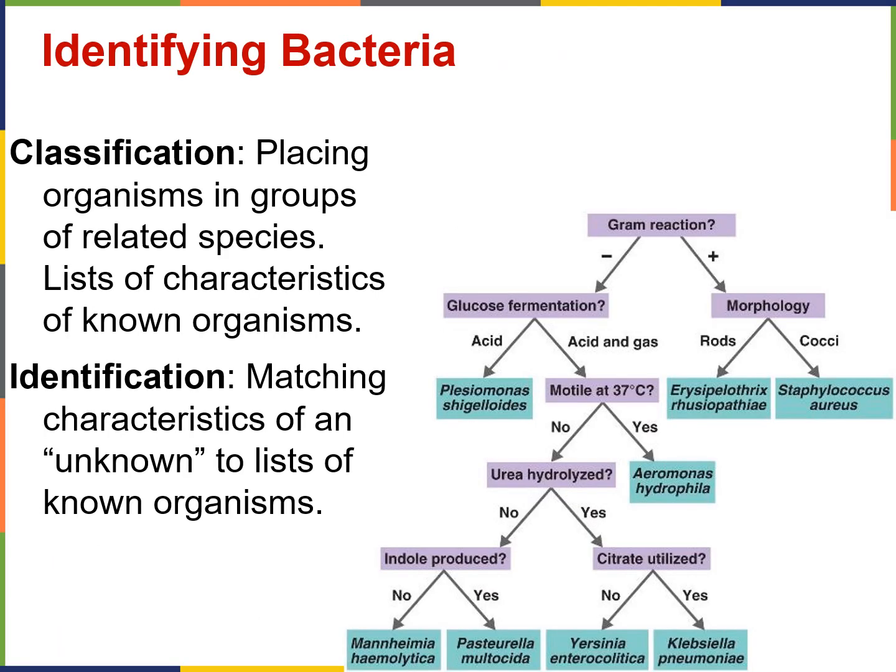Okay, so now we are about to start entering into the second half of this chapter, which deals with identifying bacteria. Two terms, classification and identification. Classification, this is where you simply place organisms in groups of related species, list of characteristics of known organisms. So you're classifying something. You already know its Gram-stain reaction. You already know what it looks like under the microscope. And so you are simply placing it with other bacteria that are similar.